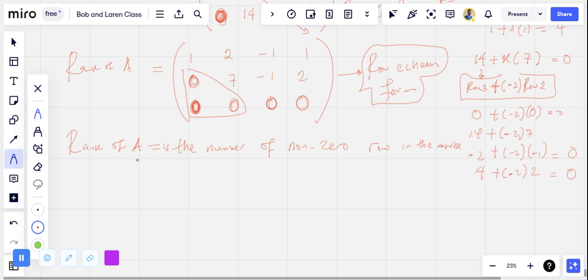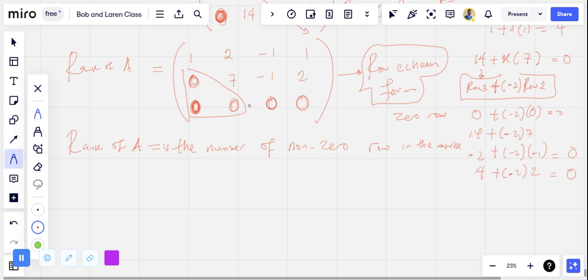The rank of matrix A that we are looking for is actually the number of non-zero rows in the matrix. When I say non-zero, I mean not all the entries of the row are 0. A zero row means all the entries are 0. A non-zero row means not everything is zero. A zero row simply means a particular row that is 0 all through.